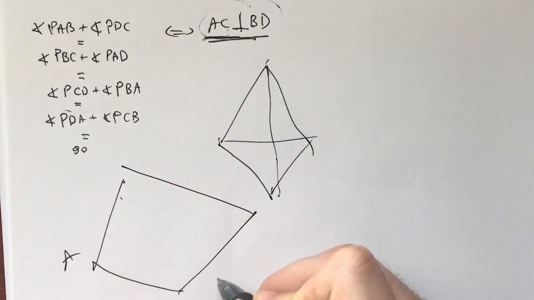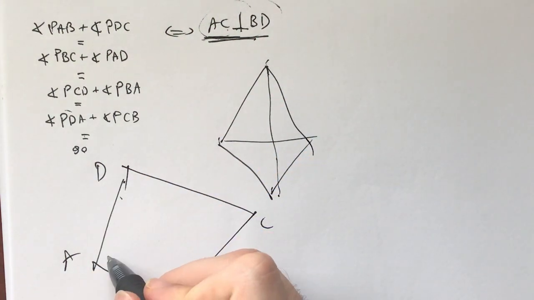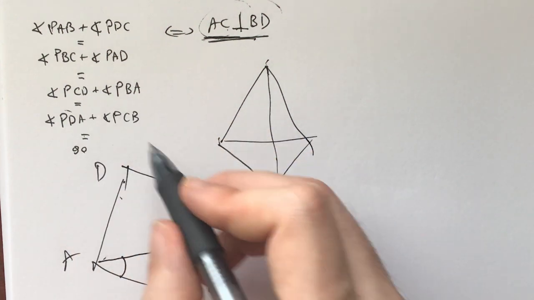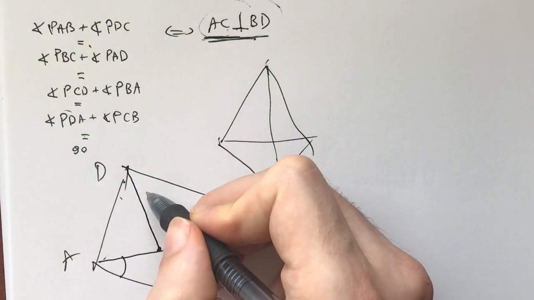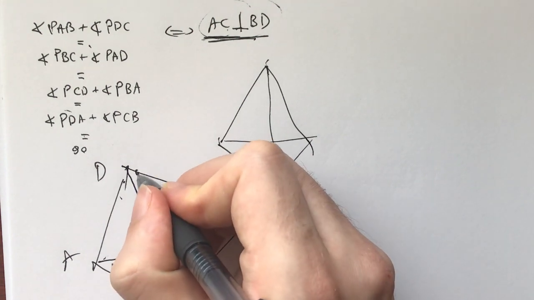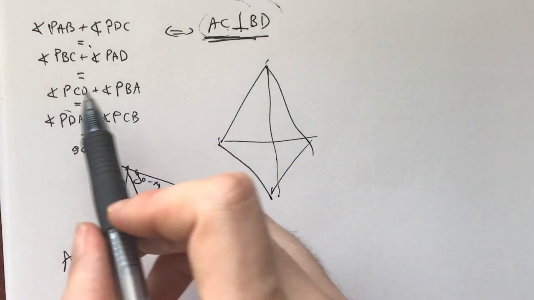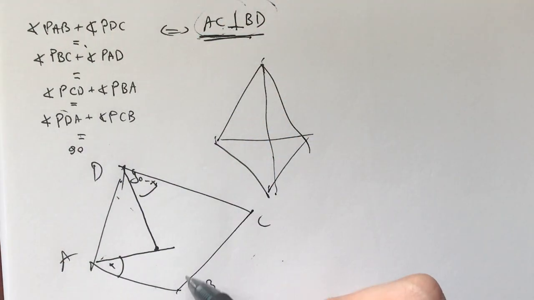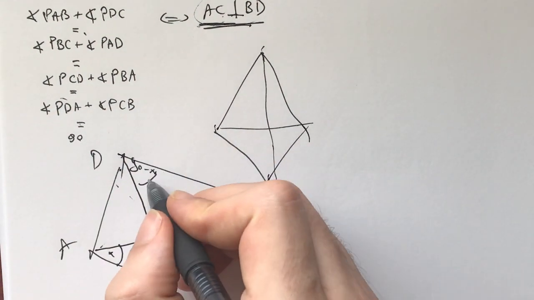Now we have A, B, C, D. Let's see what these angle conditions are. PAB, that's this angle right here. PAB plus PDC, and that's this angle right here, the sum of them is 90. So if this is X, this is 90 minus X. And it seems like everything else is now this angle plus this angle. Okay, so now I believe cyclic would be the term here.